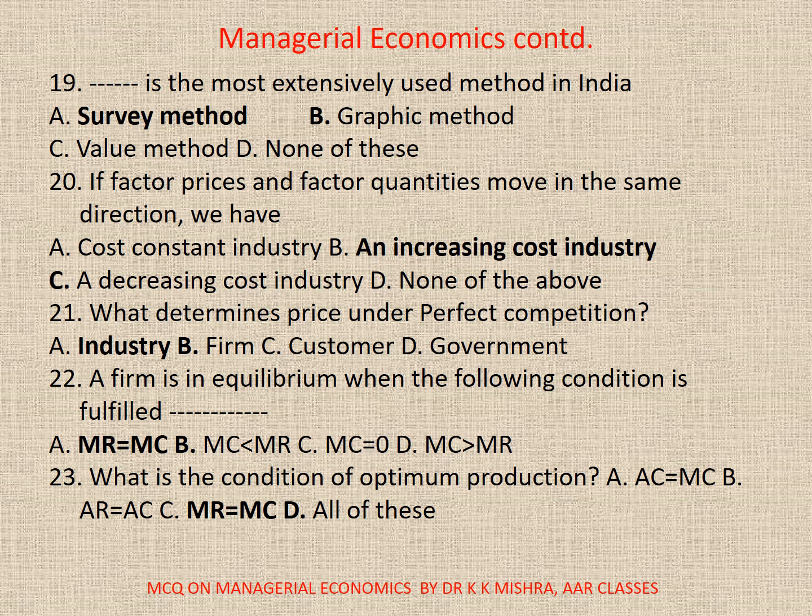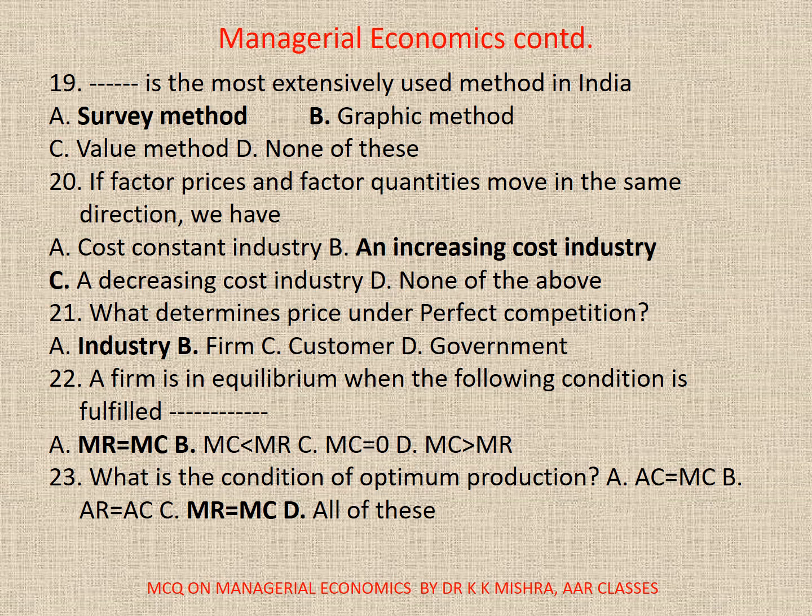19. Dash is the most extensively used method in India. A, survey method, B, graphic method, C, value method, or D, none. The correct option is A, survey method. 20. If factor prices and factor quantities move in the same direction, we have A, cost constant industry, B, an increasing cost industry, C, decreasing cost industry, or D, none of the above. The correct option is A, an increasing cost industry.